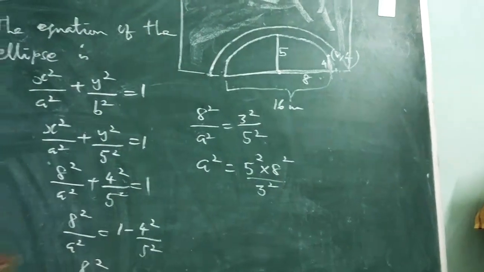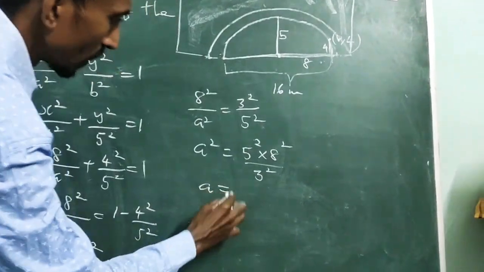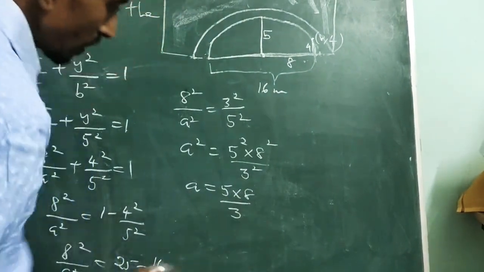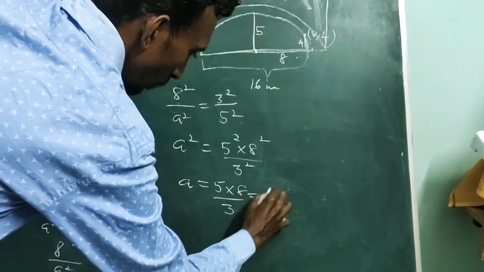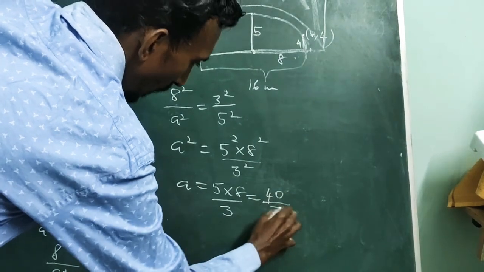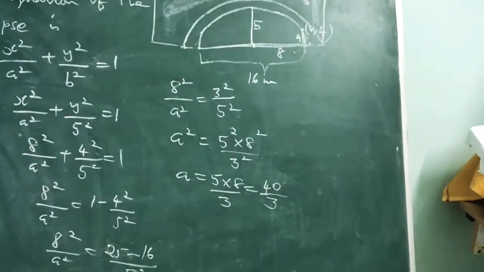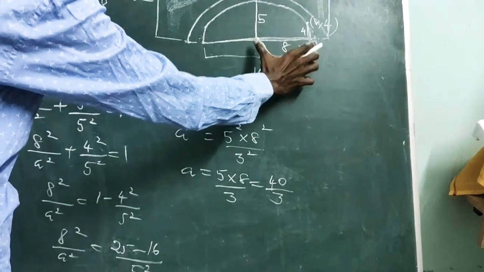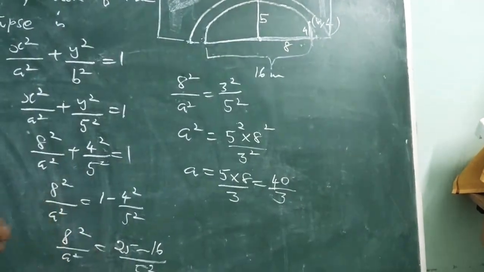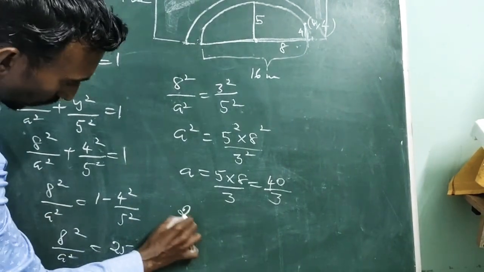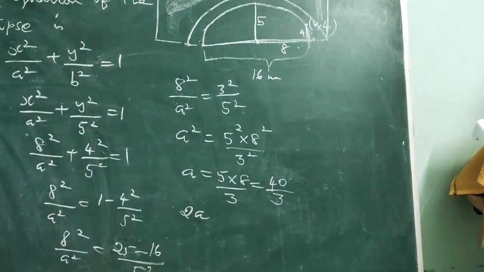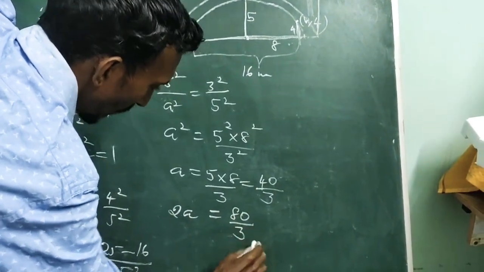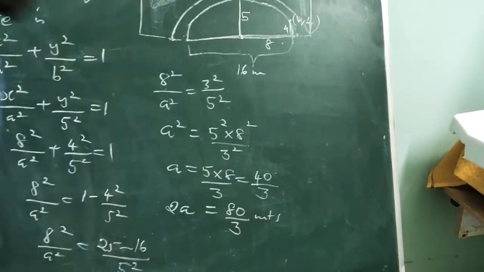We can take the square root easily. a equal to 5 into 8 by 3. 5 8s are 40, so 40 by 3. So the length of the semi major axis a is 40 by 3. But the question is asking for the length of the opening, that is 2a. 2a is 80 by 3 meters. If you want, you can make it into decimal.